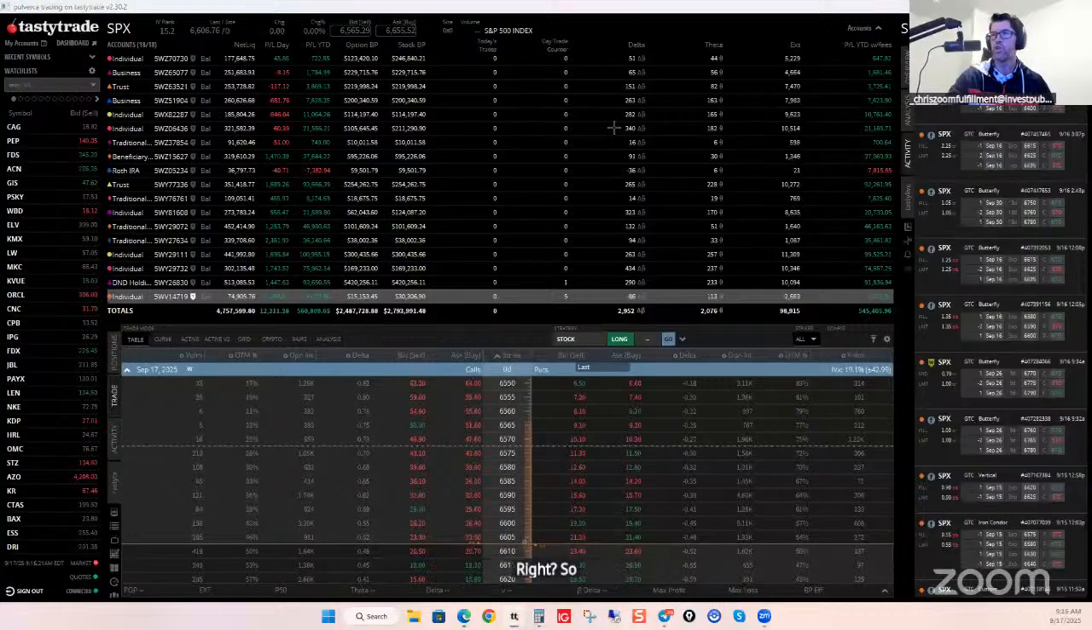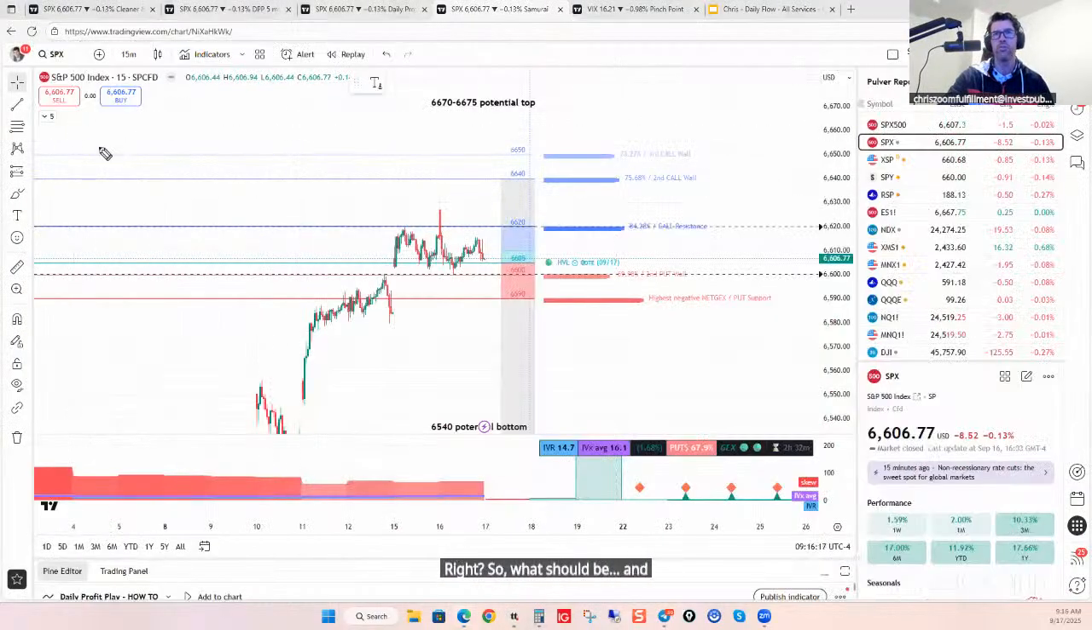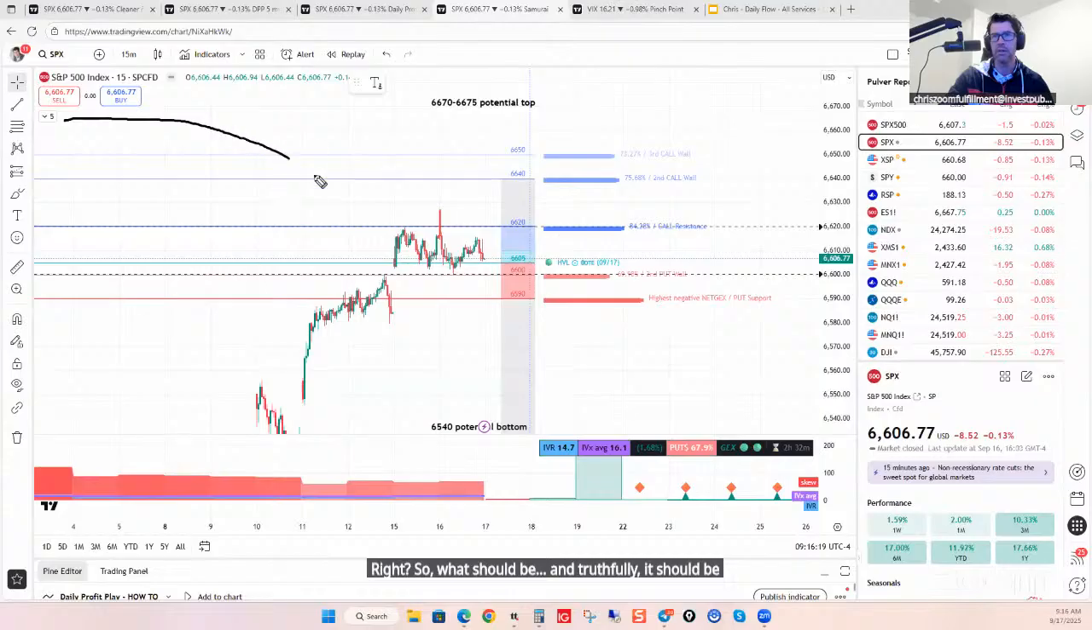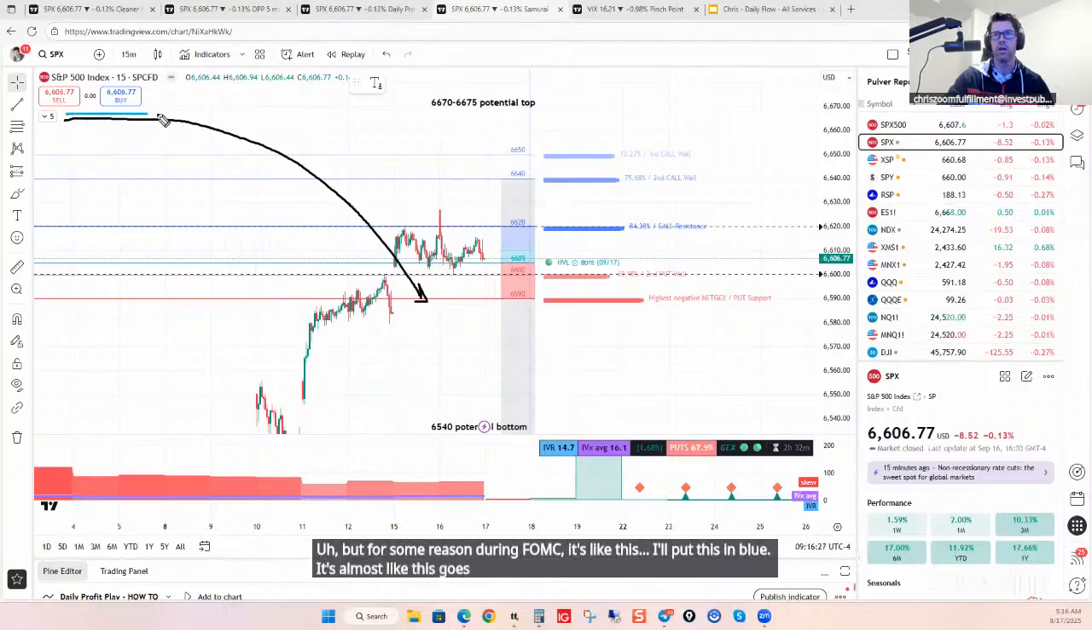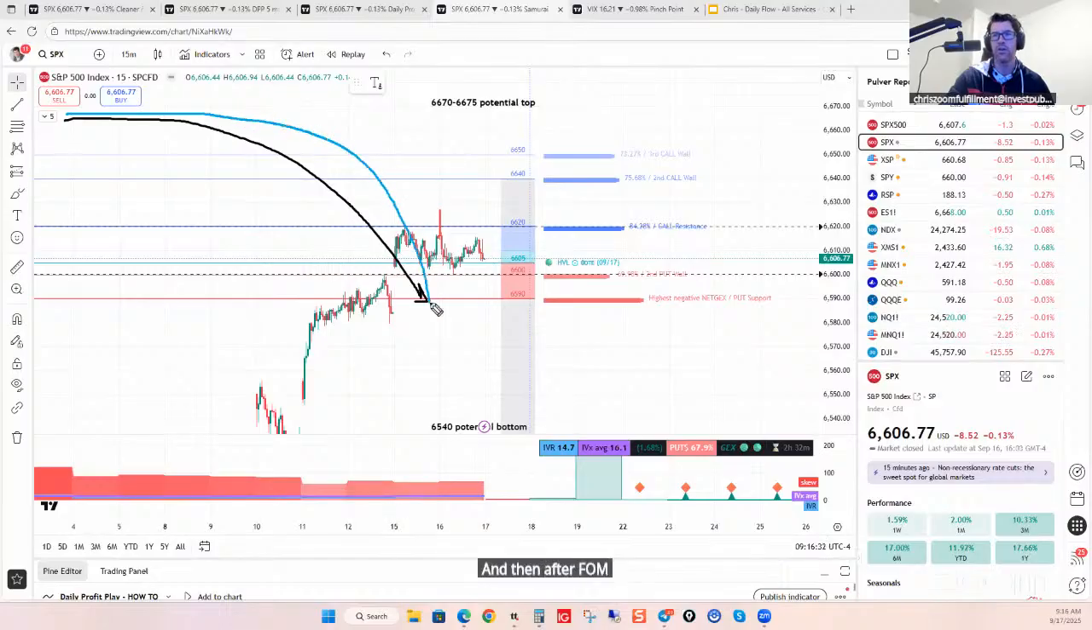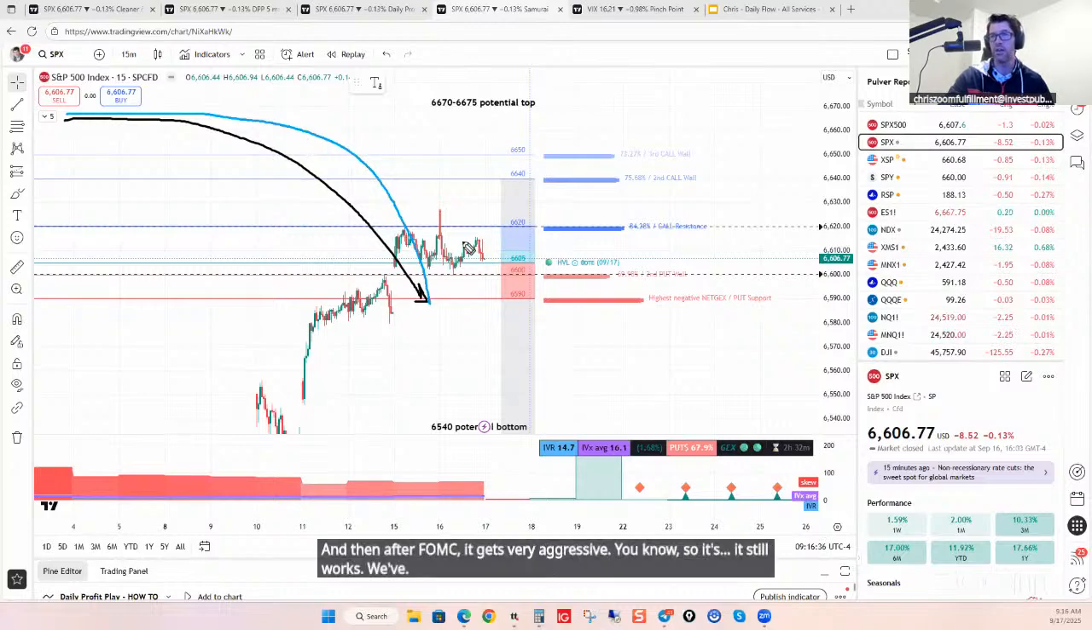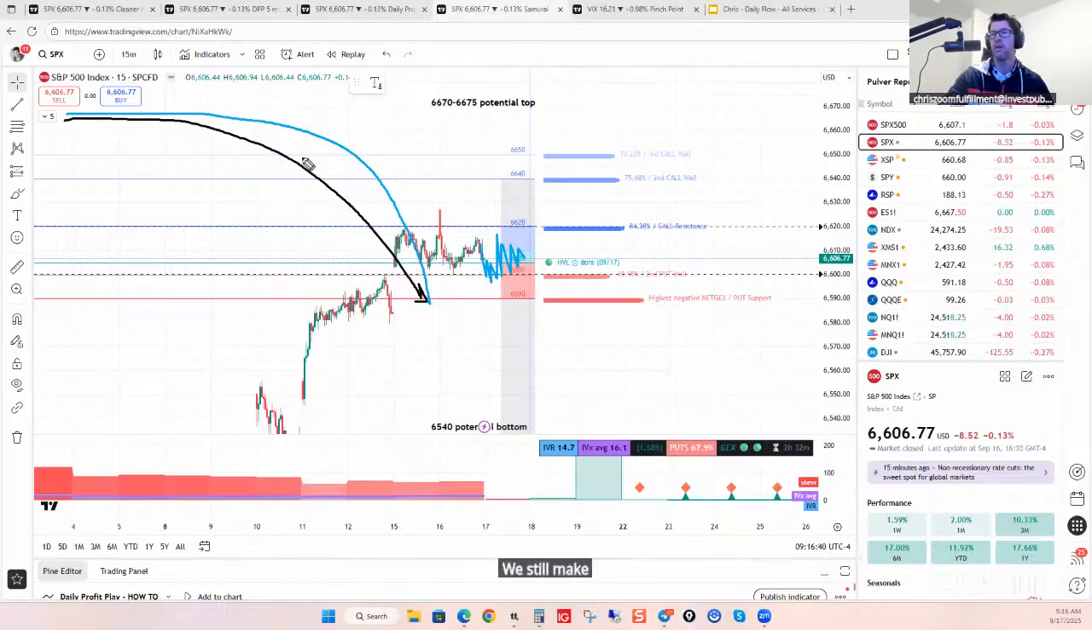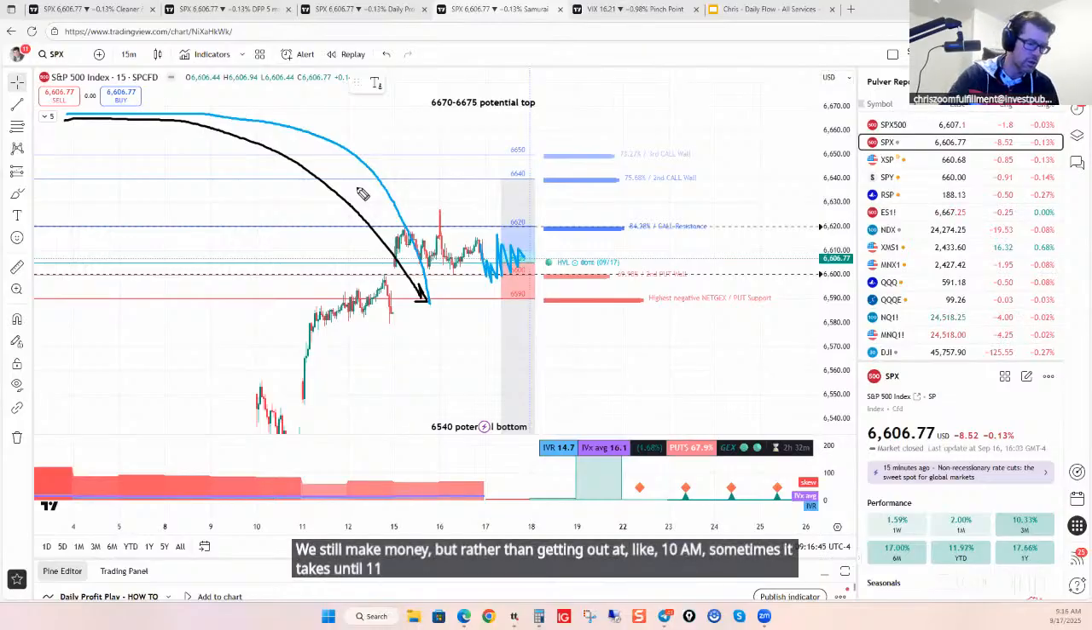Truthfully, it should be a pretty steady time decay curve. But for some reason during FOMC, it's like this. I'll put this in blue. It's almost like this goes a little bit longer through the day. And then after FOMC, it gets very aggressive. So it still works. In fact, a lot of the trades where price is choppy during FOMC mornings, we still make money, but rather than getting out at like 10 a.m., sometimes it takes until 11:30.